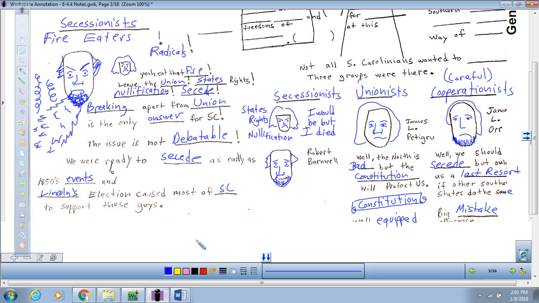So, I'm going to go through a few things and then we'll move into the next thing. Because we have these disagreements, these differing opinions. However, most of South Carolina is going to lead towards seceding. But in order to say that all of South Carolina wanted to secede, you got to have a meeting.